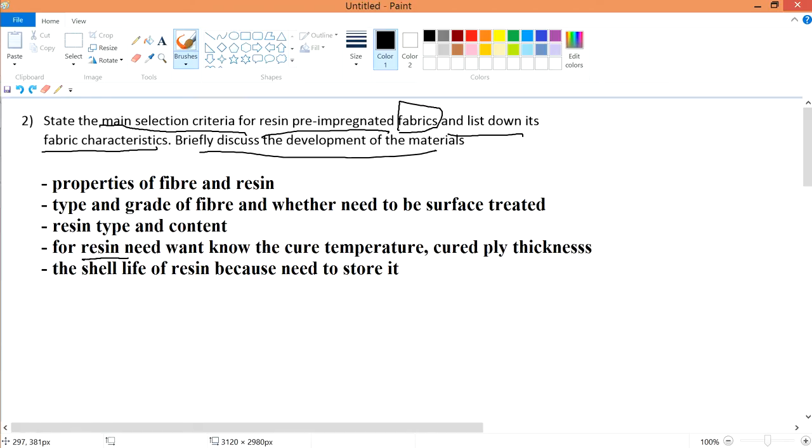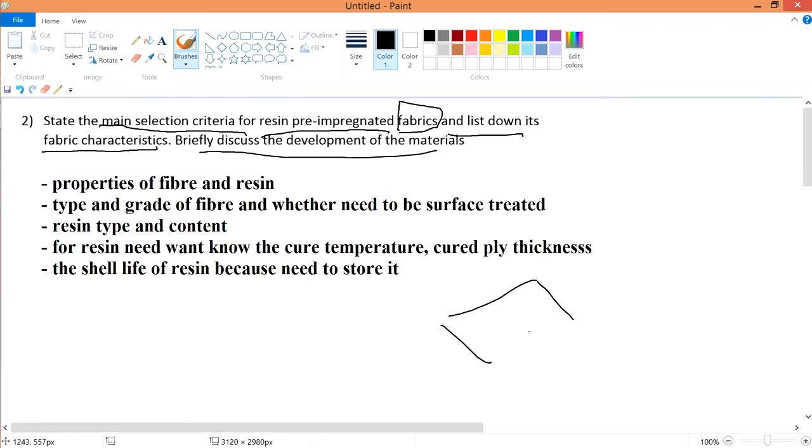So he said that for the resin, you need to know the cure temperature. What type of temperature will it be cured at? If it's a higher temperature, then what type of suppliers can supply this type of cure temperature? Because the higher you go, the more expensive the machine is, and the harder it is to find the manufacturers out there. You need more professional manufacturers, things like that. And your cured ply thickness.